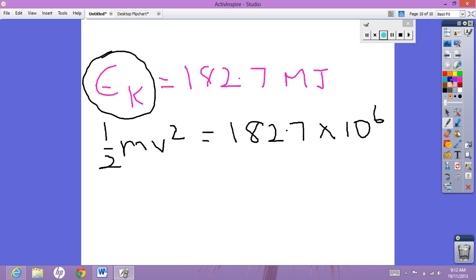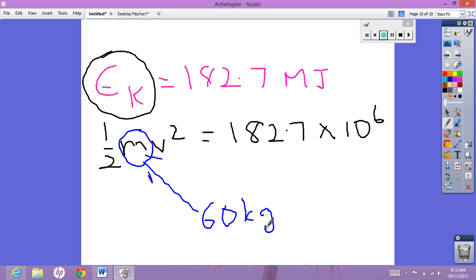Now, I said importantly this is a little m. What is that little m? It's the mass of the object that we are launching into space. For kinetic energy, it's the mass of the object which is in motion, which in this case is 60 kilograms. So we're going to rearrange this.